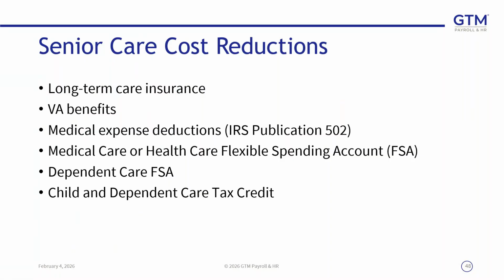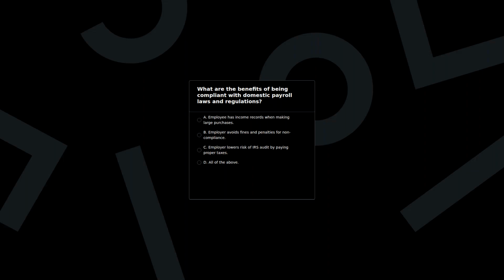I will turn it to you, Trevor, for our final poll question. All right, thanks, Mike. Our final poll question is up on everyone's screen. What are the benefits of being compliant with domestic payroll laws and regulations? So answer right there on your screen, A, B, C, or D. This is our final poll question of the presentation. So if you answered 3 of the 4, you are eligible for CPE credit.